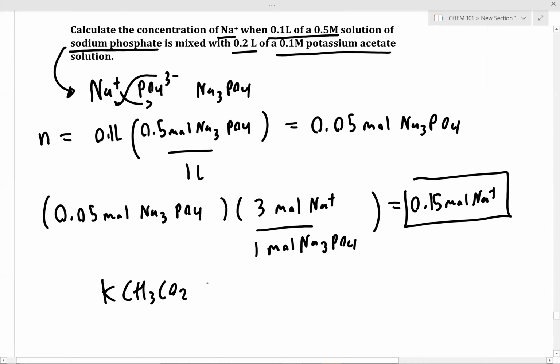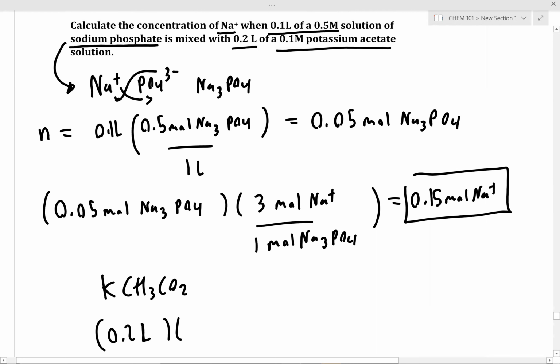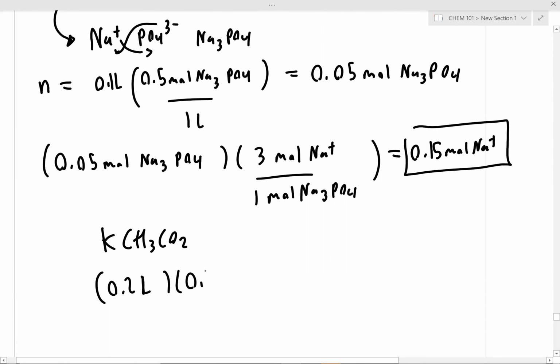KCH3CO2 or C2H3O2. Both are fine. I just like this form because it allows me to recognize that it's an acetate and allows me to recognize its structure. Okay, we know that we have 0.2 liters, and we know that its molarity is 0.1 moles of potassium acetate per 1 liter.